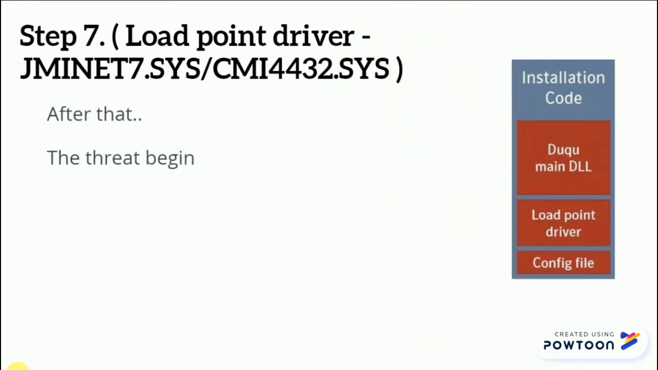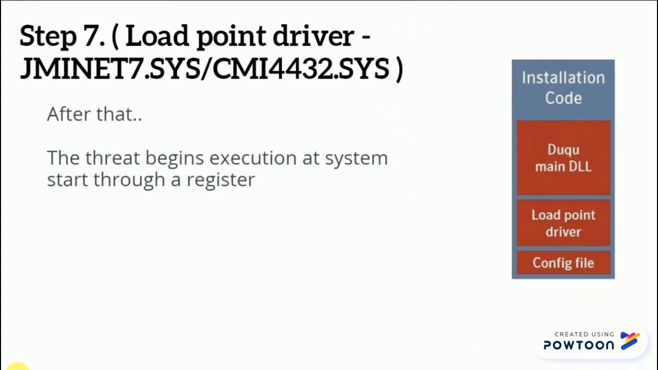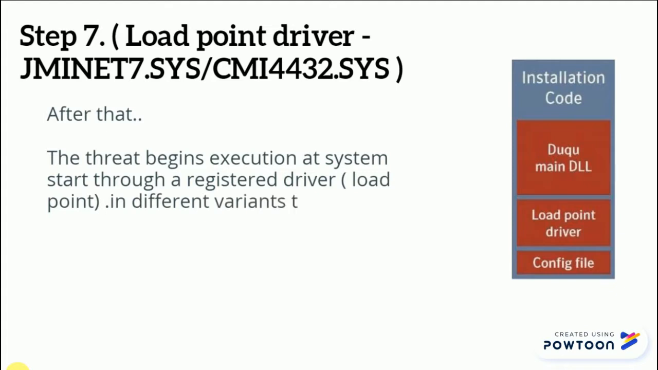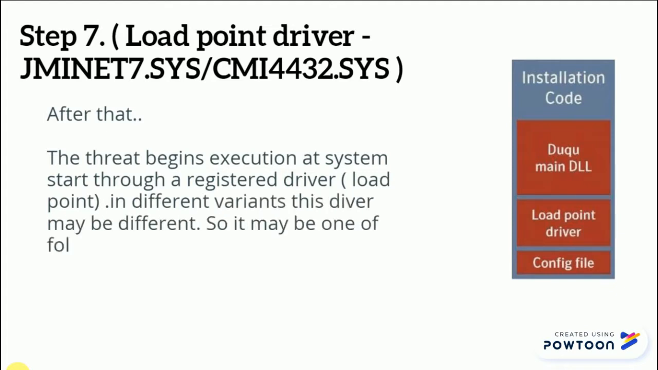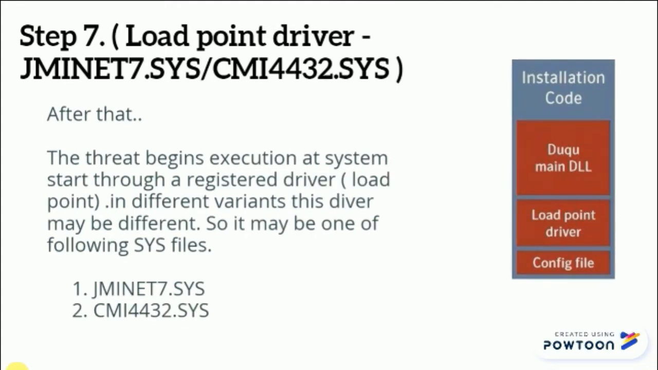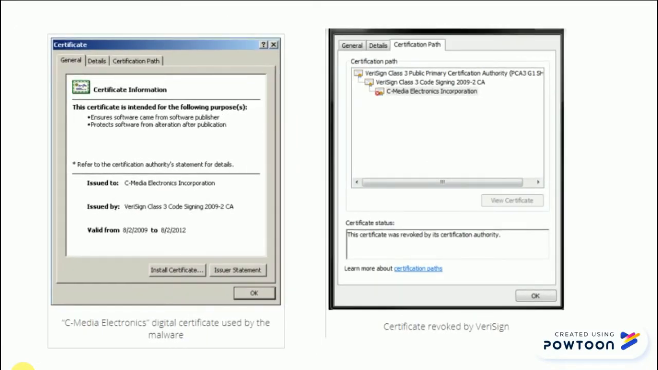After that, the threat begins execution at system start through a registered driver, the same as the load point driver. In different variants, this driver may be different, so it could be one of the following files: JMINET7, CMI4432. This is a stolen certificate image that the malware used to register the load point driver as a valid driver on a target system.